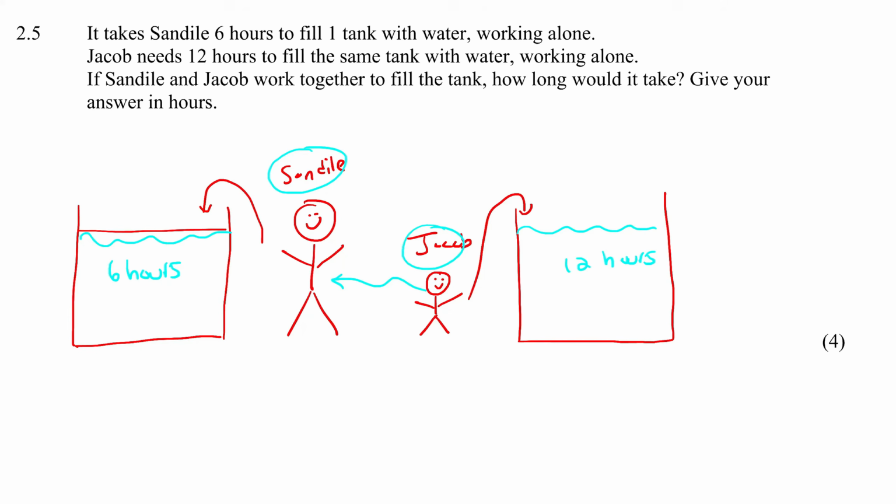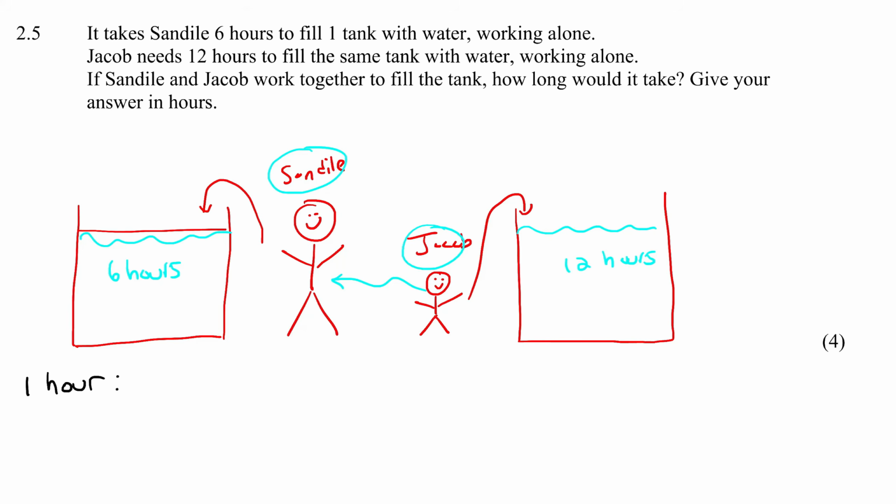So Sandile can do it in 6 hours when he works by himself, but now that Jacob is there, it's going to be even faster. So the answer is definitely going to be less than 6 hours. Okay, so I need you to think about this very carefully for me now. What we're going to do is break this all down into 1 hour.